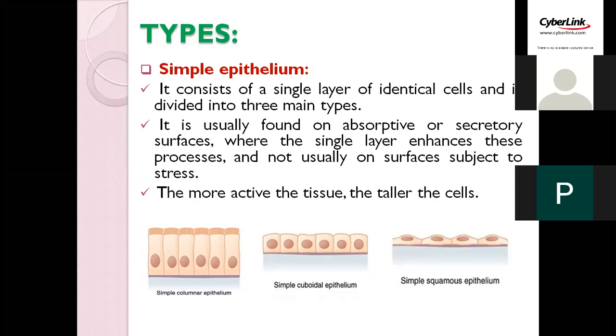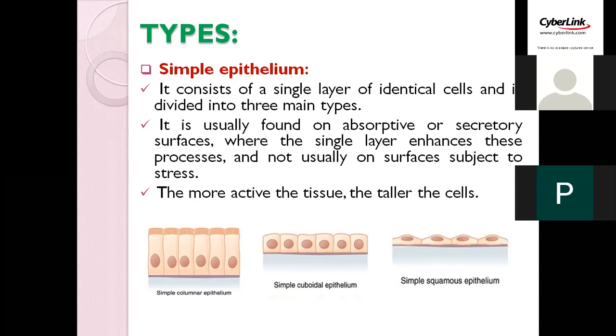Okay, so it consists of a single layer. Whenever we say simple epithelium, it has only a single layer of identical cells, and it is divided into three main types: columnar, cuboidal, and squamous. It is usually found on absorptive or secretory surfaces, where the single layer enhances these processes, and not usually on surfaces subject to stress.